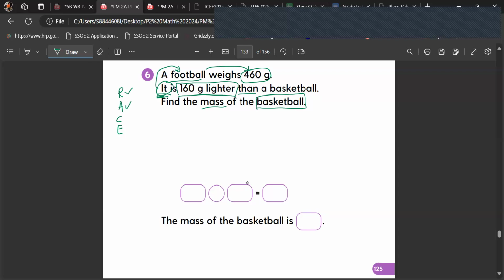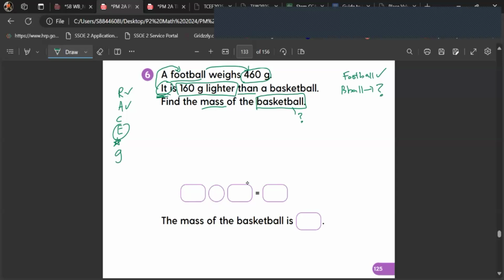So that's the question. Here's the question. What's the basketball? Okay, then again, what's the units here? Is it grams or kilograms? Grams, that's right. So looking at this question here, I have the football. The football is given. Do I have the basketball? No, the other part is missing. The basketball is a question mark. I don't know that. I need to find it.